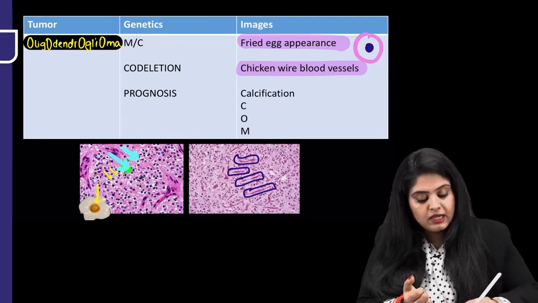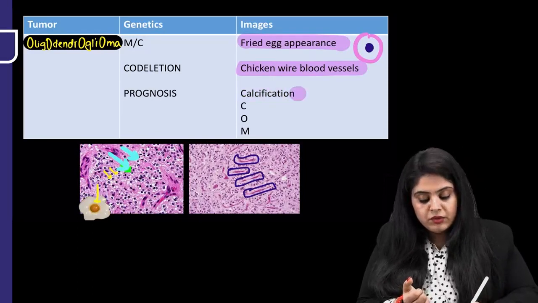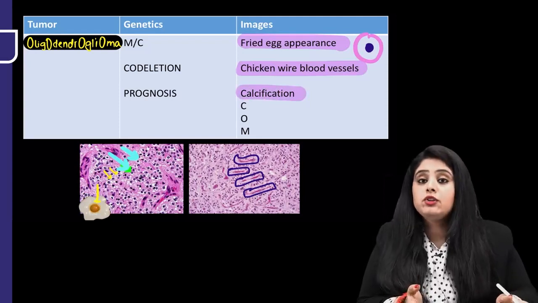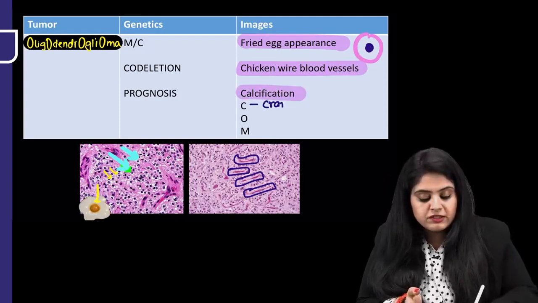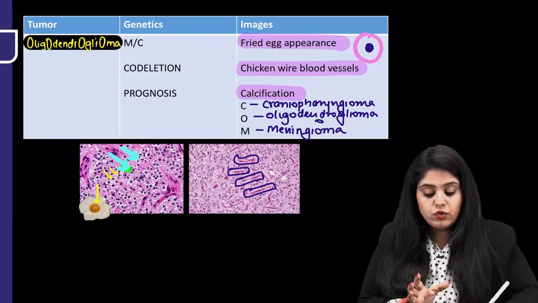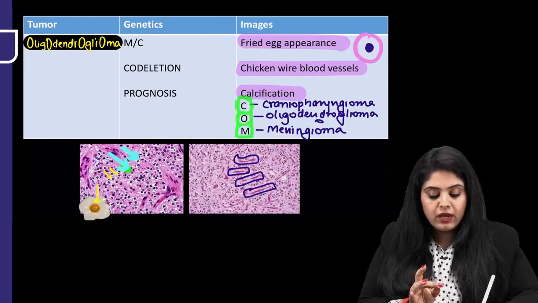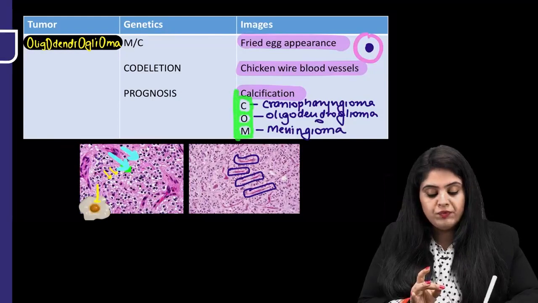So guys, can you make a list for me of all the tumors in the brain that show calcification? Tumors in the brain showing you calcification on radiology are COM. There's a tumor known as craniopharyngioma. Then there is a tumor called oligodendroglioma, very, very important. And finally, there is meningioma. So whenever the radiologist says that there is a tumor in the brain showing calcification, you have to think of COM: craniopharyngioma, oligodendroglioma and meningioma. These all show you calcification.